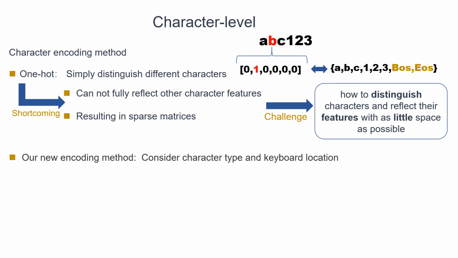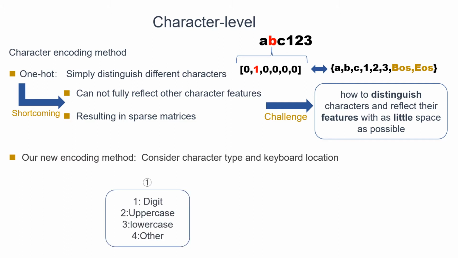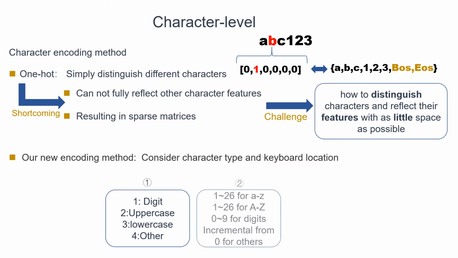Therefore, we comprehensively consider different kinds of character features and then propose a new character encoding method that represents each character in 4 dimensions. The first dimension represents the type of characters, where we use 1, 2, 3, and 4 to represent digits, uppercase letters, lowercase letters, and special characters. The second dimension is the serial number of the characters in each tab. For example, A to Z can be represented by 1 to 26 according to the dictionary order, and the digits can be represented by themselves.